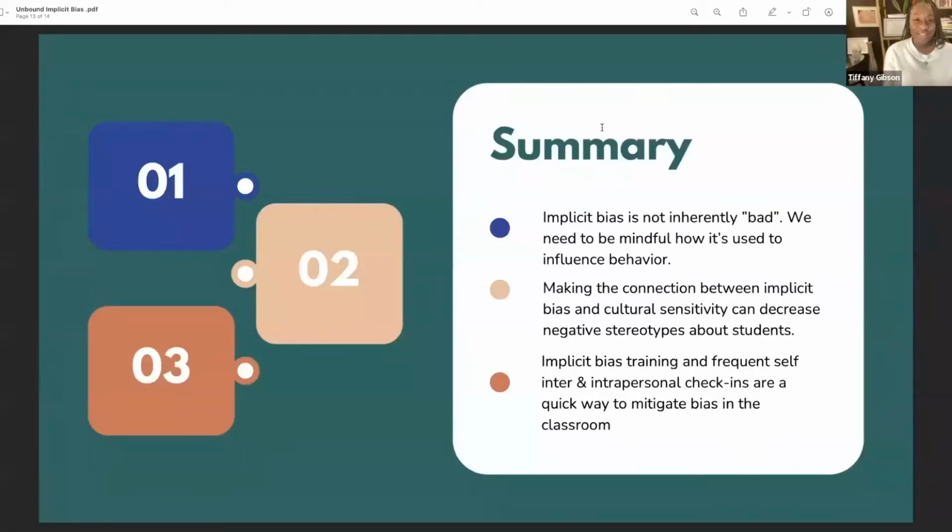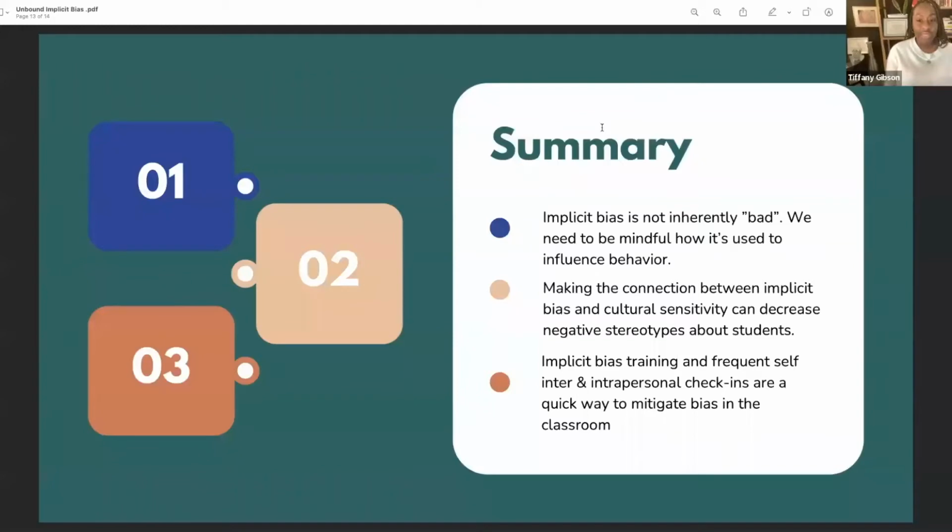So to sum this all up, implicit bias is not inherently bad. We know that it's there to keep us safe in some situations. However, we want to be mindful about how it's used to influence behavior. We want to make the connection between implicit bias and cultural sensitivity, because in making that connection, it can decrease negative stereotypes about our students.